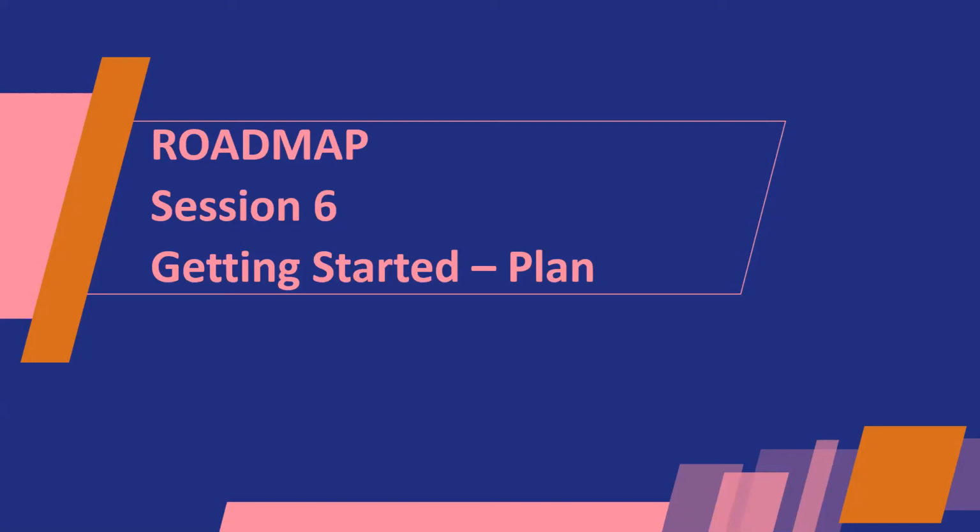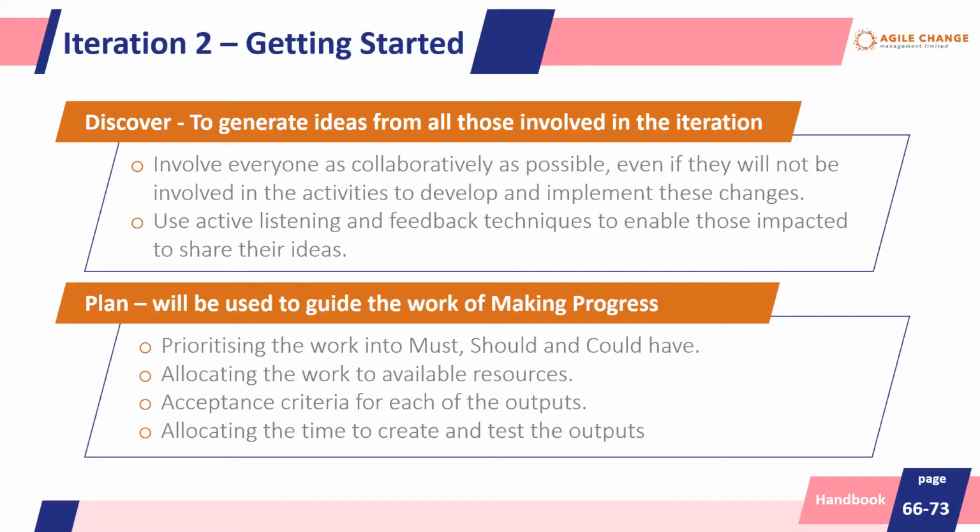In this session, we're diving deep into getting started for iteration 2 and all subsequent iterations. Particularly, we're having a look at the plan step. As we saw when we were looking at the discover step, there are two parts to getting started: discover followed by plan. Plan is where we start to work out how we're going to use the time for making progress effectively. So we make sure that we've prioritized all of the ideas from discover, that we've allocated the work to available resources, that we understand the acceptance criteria.